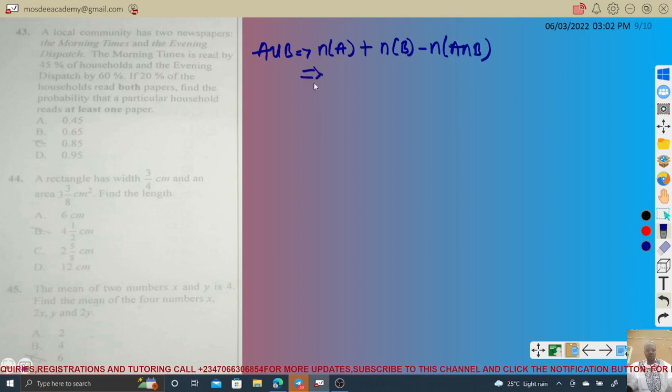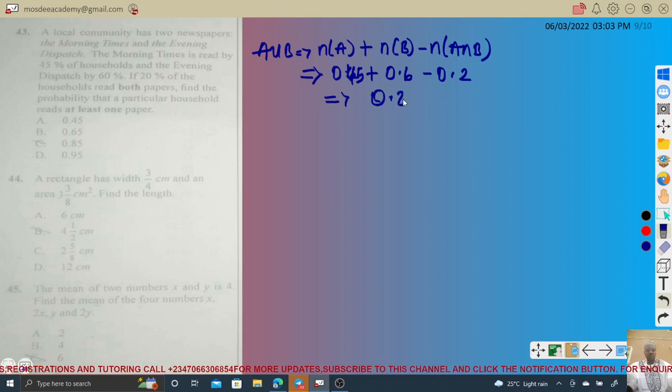So I'll just do this because I'm looking for A union B now. I can do it in terms of percentage directly and get my answer. It is 0.45 plus 0.6 minus 0.2. So doing this one, we are going to have 0.85. Please, you can confirm that, and that is the answer to the question. So directly, we just need to know that simple formula, which we call the Morgan's formula, whatever.